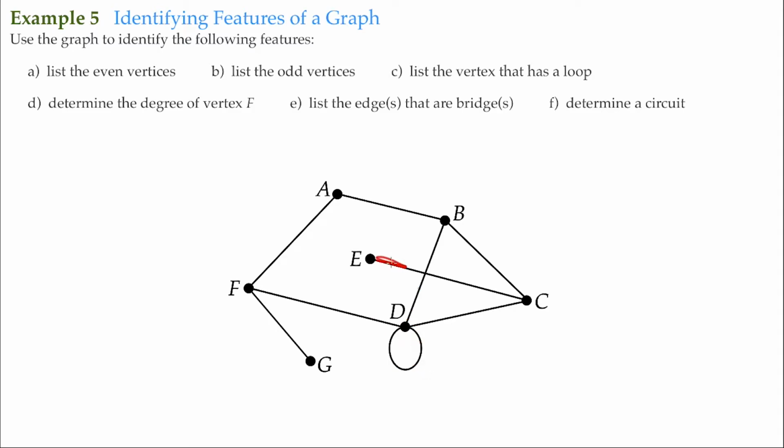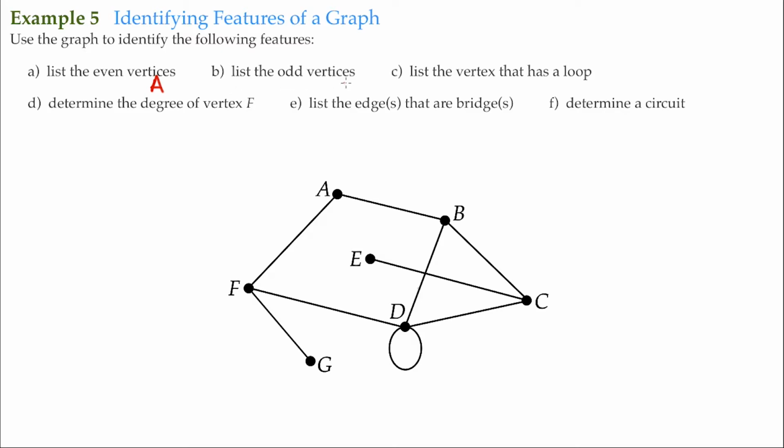E has only 1, so that's odd. F has 1, 2, 3, so that's odd. And G has only 1, so that's also odd. So it seems as though the only even vertex is A. I'm just going to write it right here: A is the even vertex.